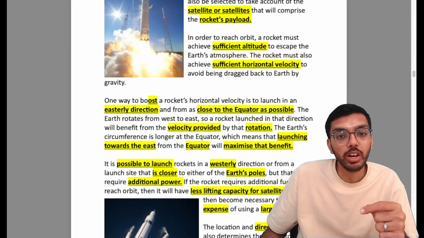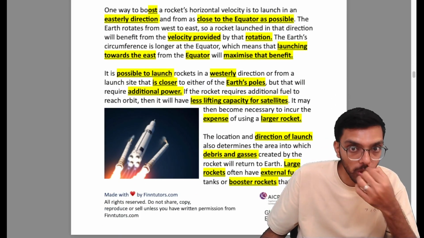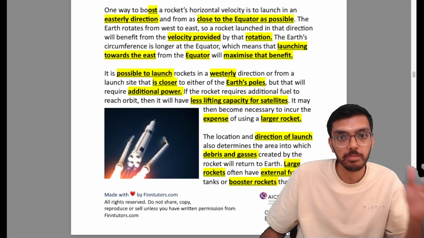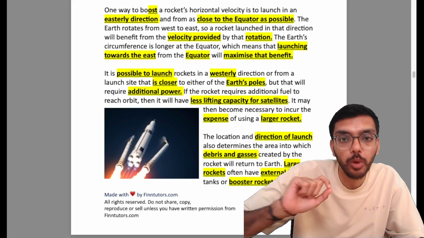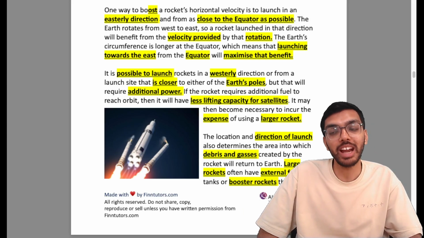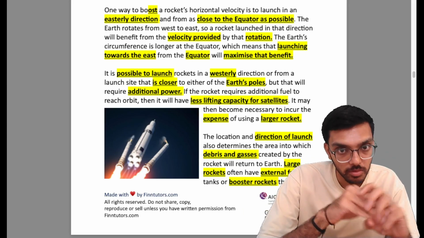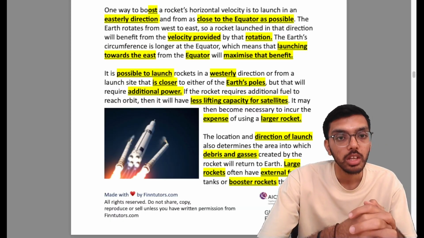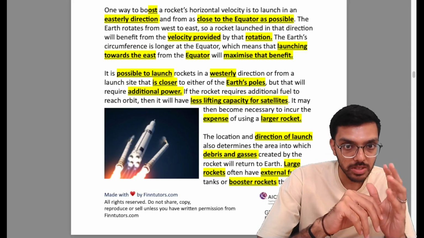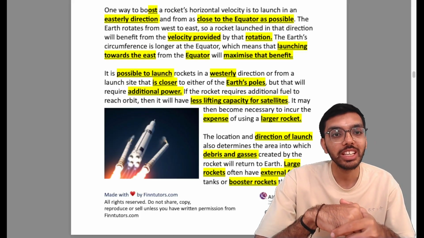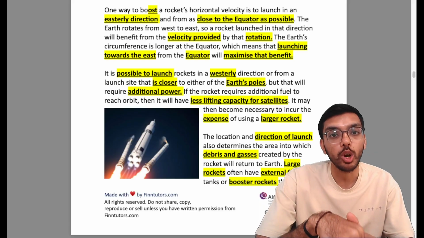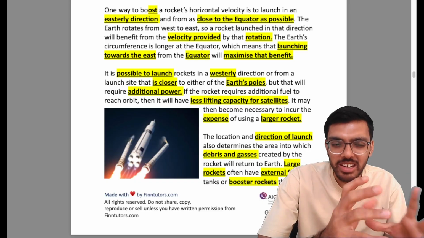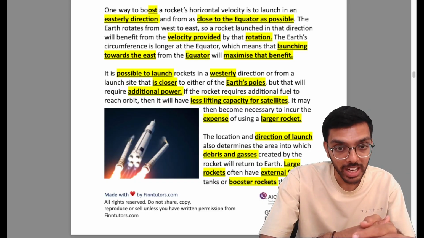One way to boost a rocket's horizontal velocity is to launch it in an easterly direction, facing the east, and from as close to the equator as possible, because closer to the equator there is less gravity. The Earth rotates from west to east, so a rocket launched in that direction will benefit from the velocity provided by that rotation. So this is just standard technical information that they are providing you.